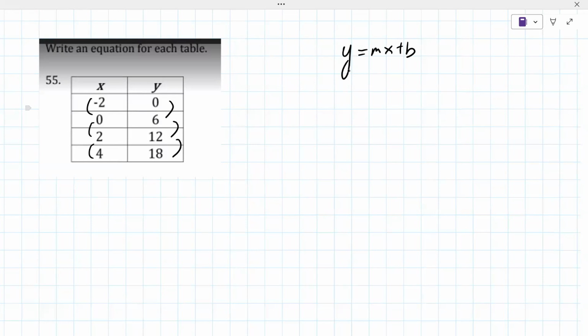The equation would be y equals 3x plus, x is 0, 3x plus 6. I mean, I guess it's possible you could choose the wrong number, but yeah, that's perfect. 56 is really, really similar. Okay.